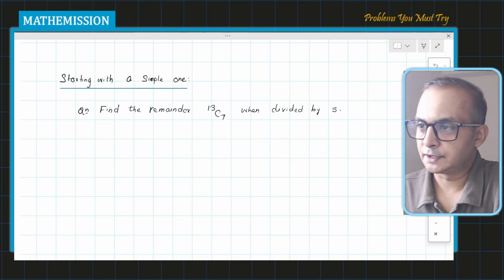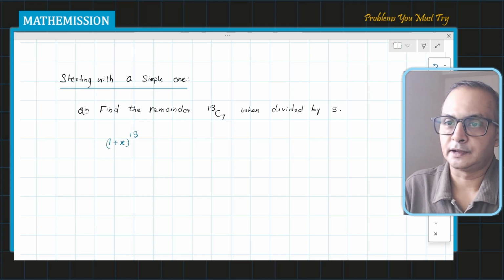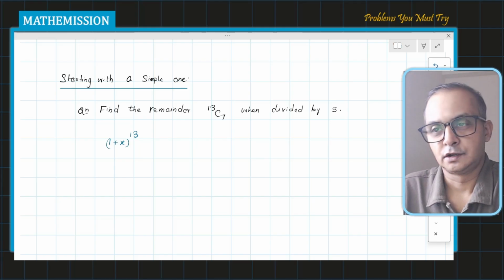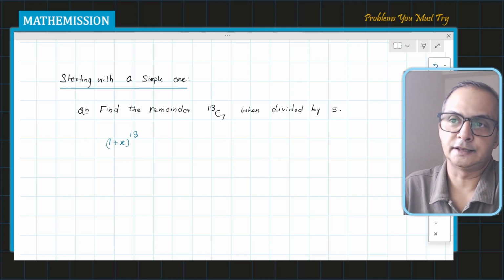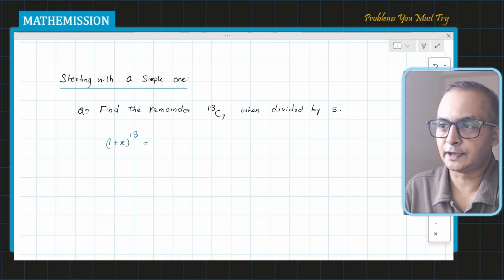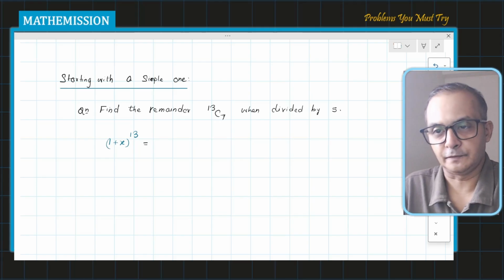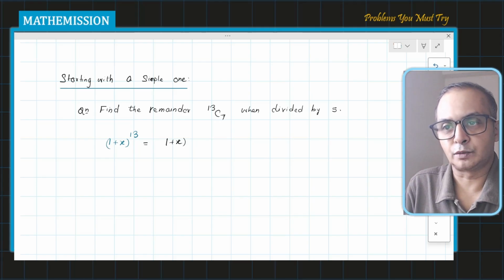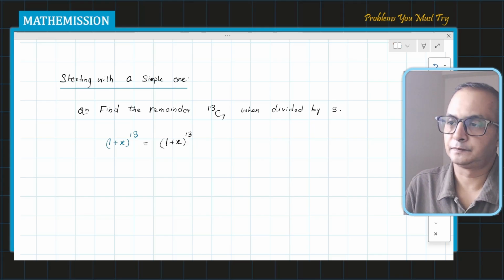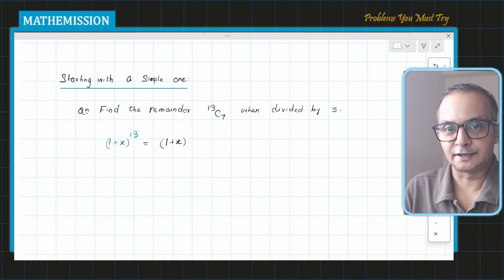So the idea emerges or starts from here. Suppose I have (1 plus x) to the power 13, and in that I am looking for the remainder of any 13c7 coefficient. So what I'm going to do, I'm writing this 13 as the base of 5, because I have this 5 there. The base of 5 meaning that I want to break as many factors of 5 out of the 13. So all the bases should be 5.